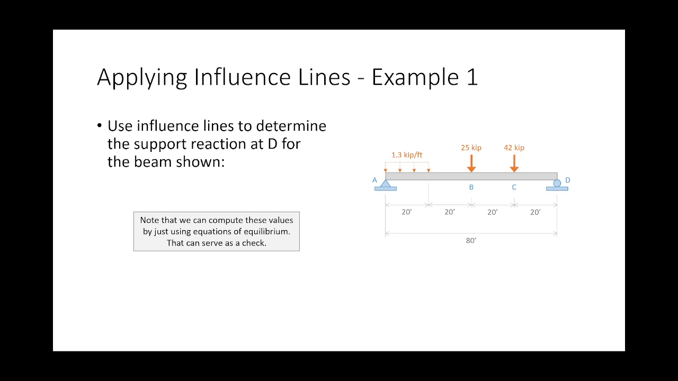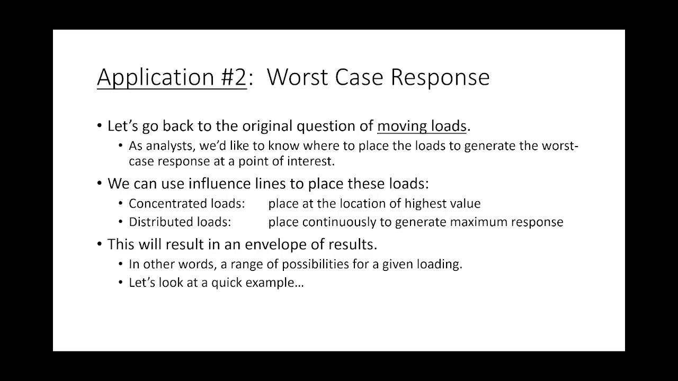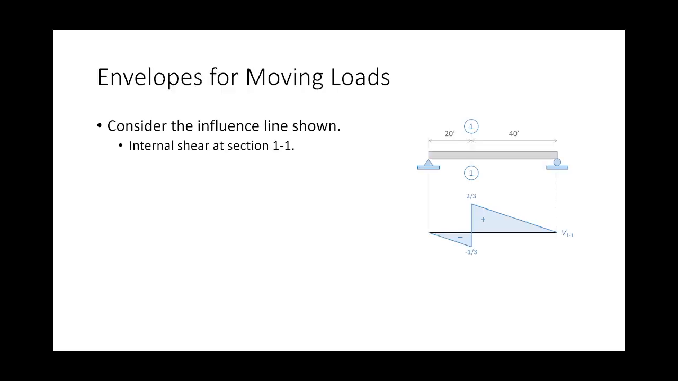What if I had a distributed load, like a 2 kips per foot distributed load? Where would I put that distributed load to maximize the reaction at D? I'd put it everywhere, right? I'd put it along the entire beam, because the more distributed load there is on that beam, the bigger the response is at D. Make sense? Now, what this will result in is an envelope of results. So instead of an answer, we're going to get a range of answers. So you're probably like, wait, what? So let me give you a quick example.